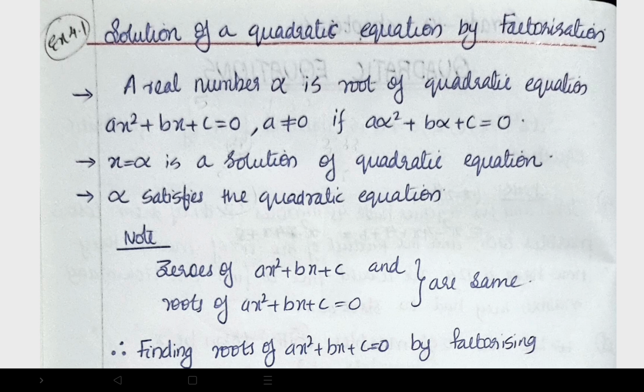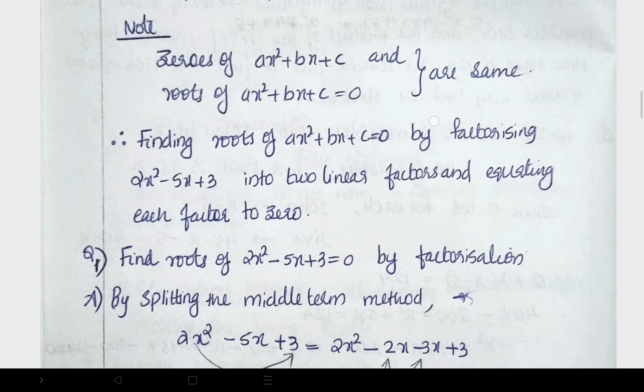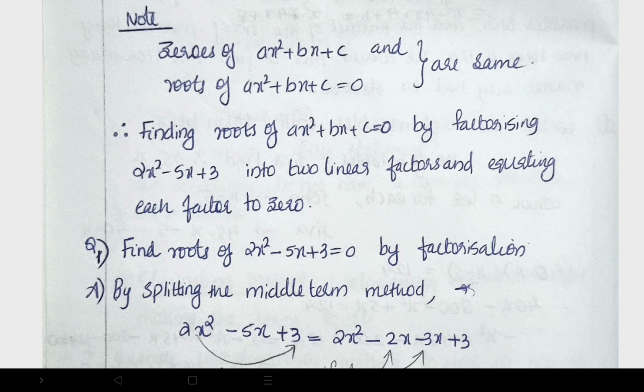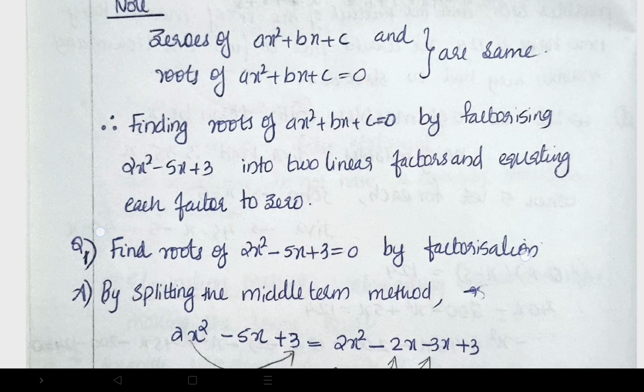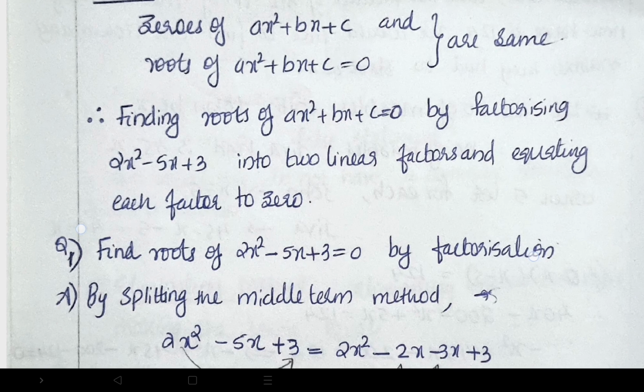For a quadratic equation ax square plus bx plus c equal to 0, where a not equal to 0, if alpha square a plus b alpha plus c equal to 0, it implies that alpha is a root of the quadratic equation. That means x equal to alpha is a solution, as it satisfies the quadratic equation. Now, the difference between zeros and roots: zeros are for the quadratic expression and roots are for the quadratic equation. Therefore, finding roots of ax square plus bx plus c equal to 0 means factorizing 2x square minus 5x plus 3 into two linear factors and equating each factor to 0. Then you get the roots of the quadratic equation.